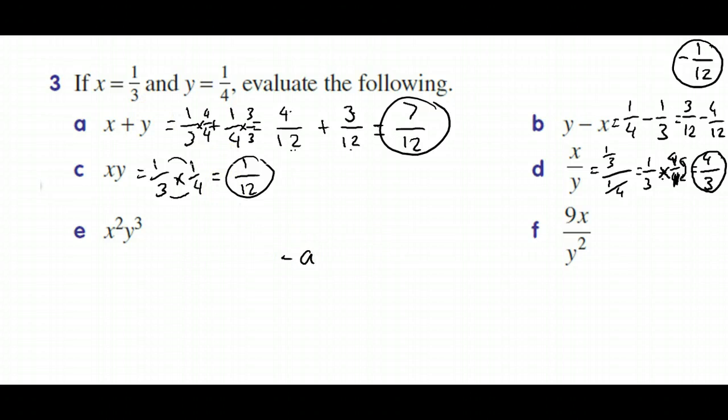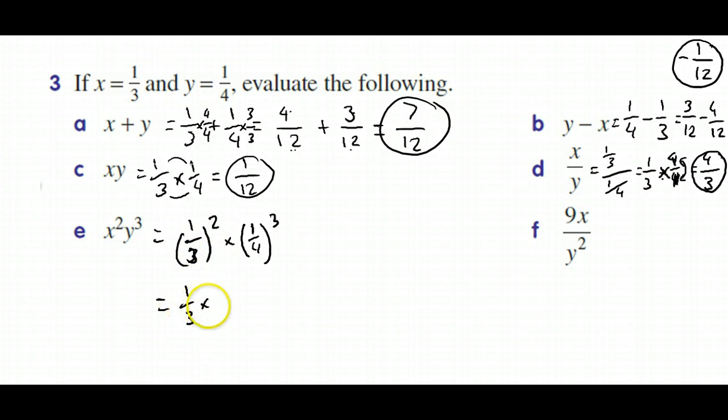In the next one we've got x squared times y cubed. So x is 1/3. We'll put that in brackets this time, so it's easy to deal with the power, and then that's multiplied by 1/4 to the power of 3. So let's do each of these separately. 1/3 squared is 1/3 times 1/3. Okay, and then that's multiplied by 1/4 cubed, which is 1/4 times 1/4 times 1/4.